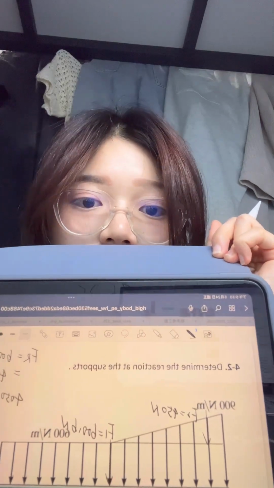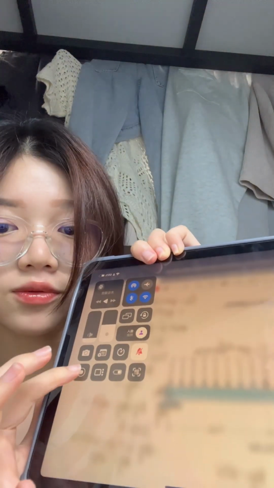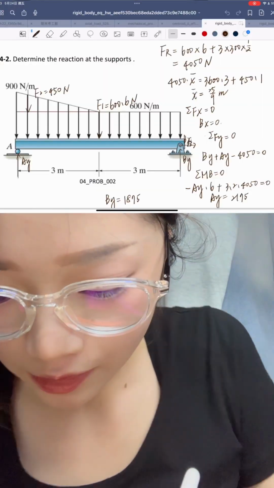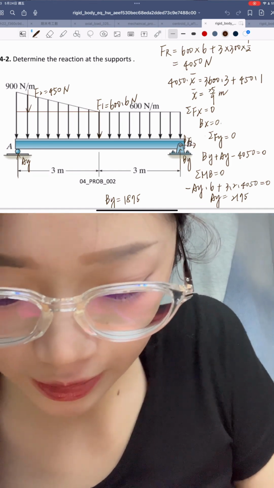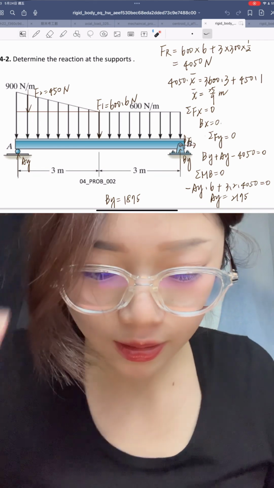And now I will start to teach the rigid body diagram. For this first, I will have the screen recorded. And the first, 4.2, is to determine the reactions at the supports.